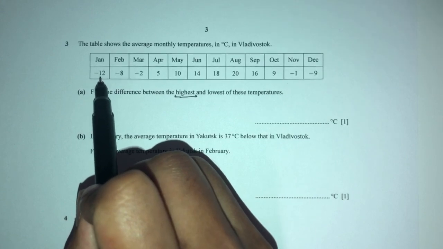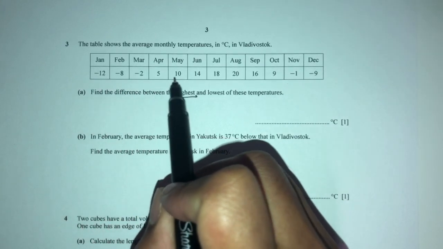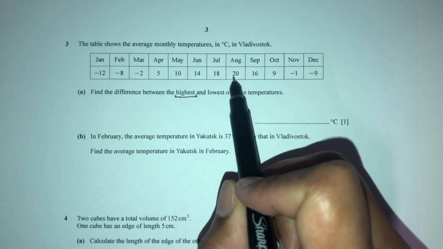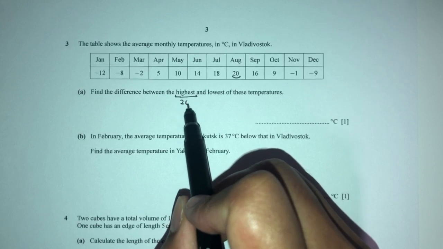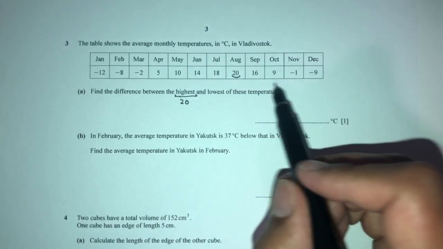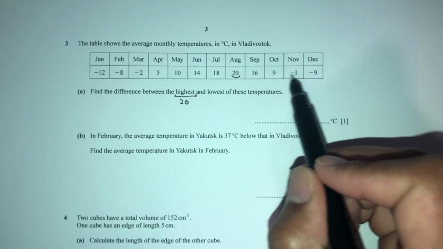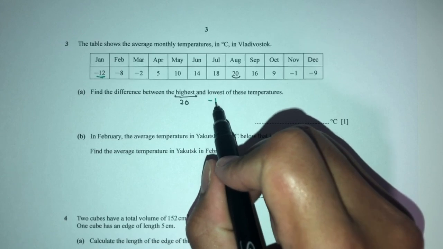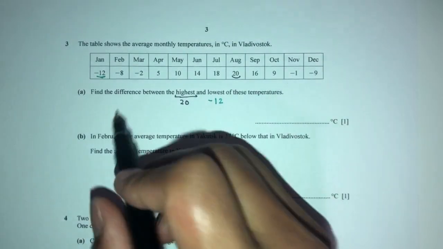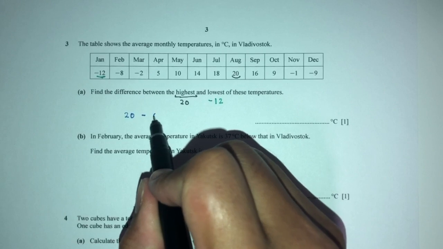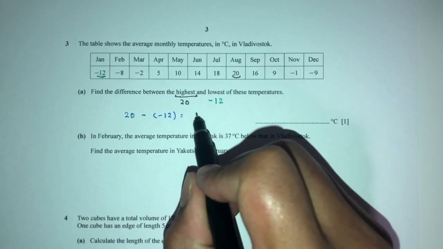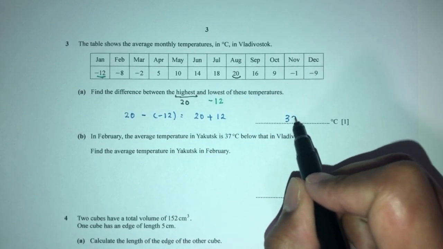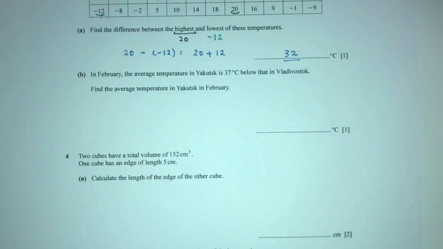It is not this one, obviously, it has to be on the positive side. So these are the positive numbers, so the highest should be 20. And the lowest should be on the negative side, so let's check. So it did -1, -9, -2, so it should be this one that is the lowest. So how do you find the difference? You take the highest temperature, you minus the lowest one, right? That will be 20, minus becomes plus 12, that will be 32 as your difference in temperature. That is part A of your question.